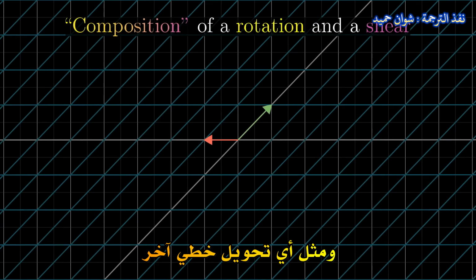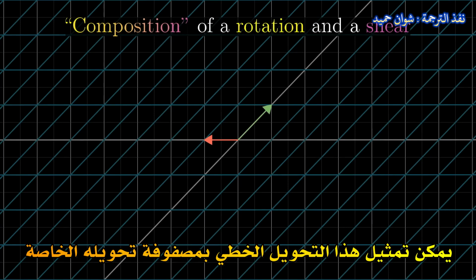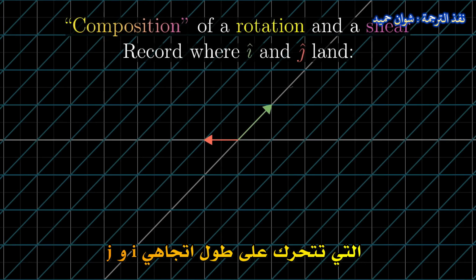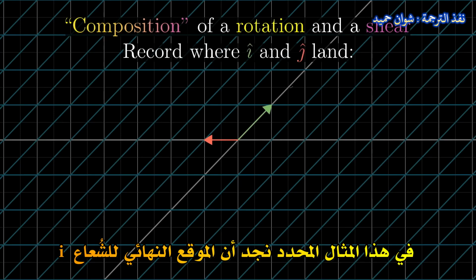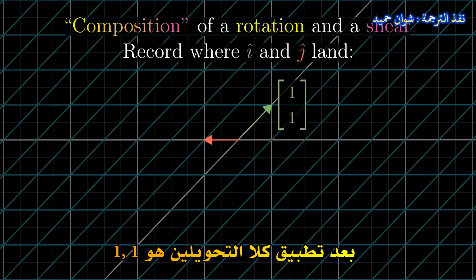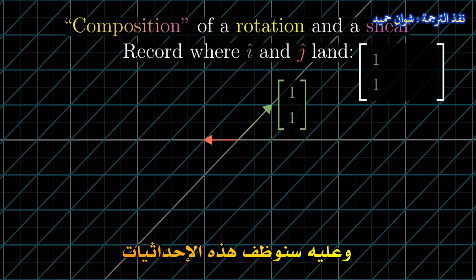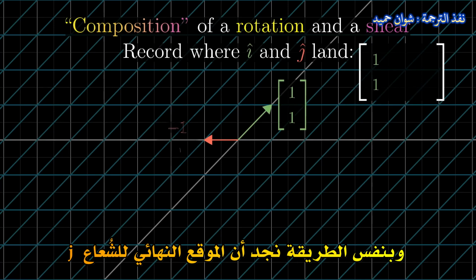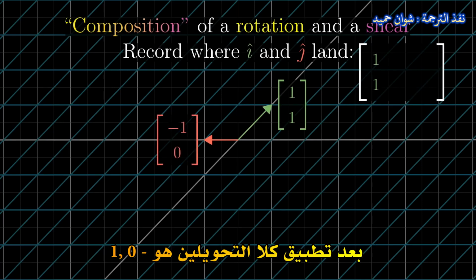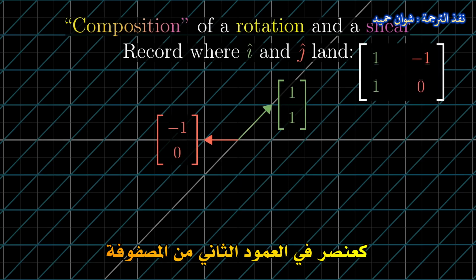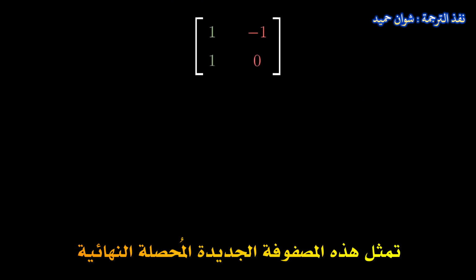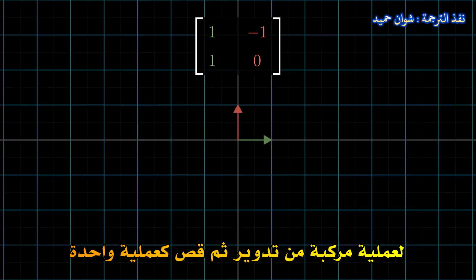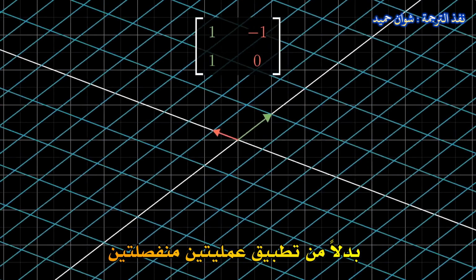And like any linear transformation, it can be described with a matrix all of its own by following i hat and j hat. In this example, the ultimate landing spot for i hat after both transformations is 1, 1. So let's make that the first column of a matrix. Likewise, j hat ultimately ends up at the location -1, 0, so we make that the second column of the matrix. This new matrix captures the overall effect of applying a rotation then a shear, but as one single action rather than two successive ones.